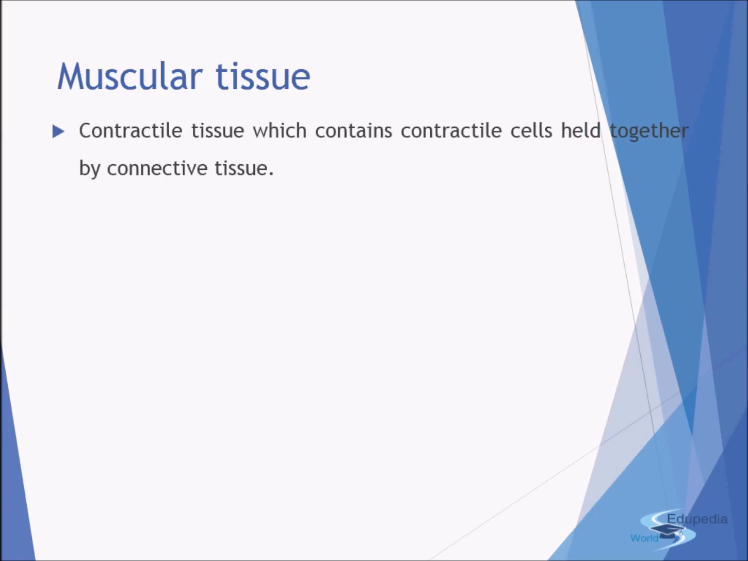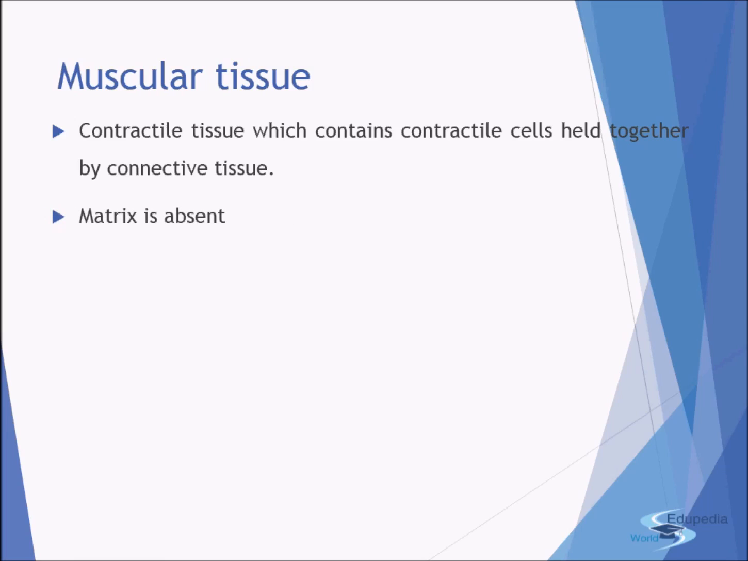So, we can define muscular tissues as a contractile tissue which contains contractile cells. Now, what does contractile mean? It means the tissues or the cells which can regularly expand and contract. These contractile cells are held together by the connective tissues.